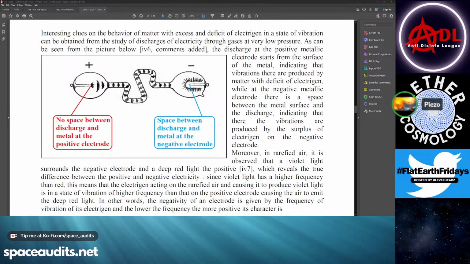As can be seen from the picture below, the discharge at the positive metallic electrode starts from the surface of the metal, indicating that vibrations there are produced by matter with a deficit of electrogen. While at the negative metallic electrode, there's a space between the metal surface and the discharge, indicating that the vibrations are produced by the surplus of electrogen on this negative electrode. So you're saying the reason the electrical discharge is not touching the metal is this invisible electrogen between them. It could be completely the converse, that the negative side is not really negative but 0 volts, and the positive being very high volts.